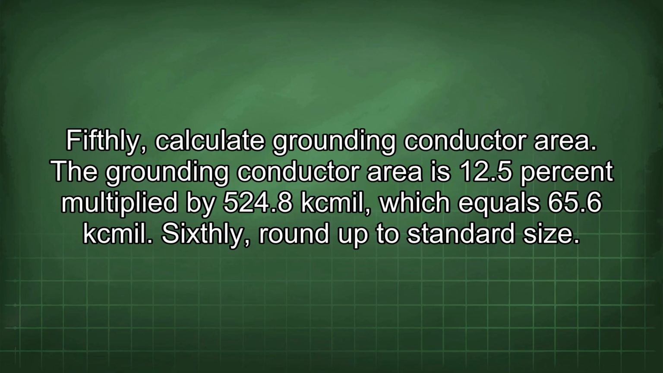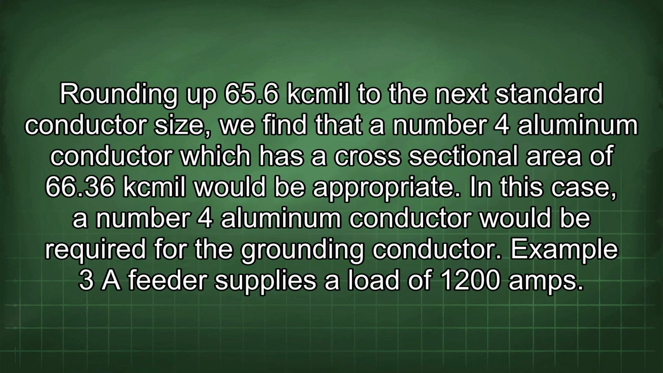Sixthly, round up to standard size. Rounding up 65.6 kcmil to the next standard conductor size, we find that a number 4 aluminum conductor, which has a cross-sectional area of 66.36 kcmil, would be appropriate. In this case, a number 4 aluminum conductor would be required for the grounding conductor.